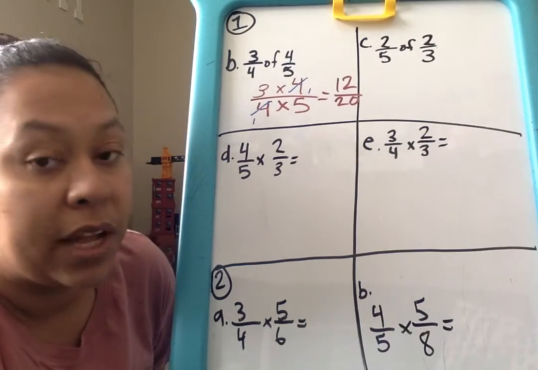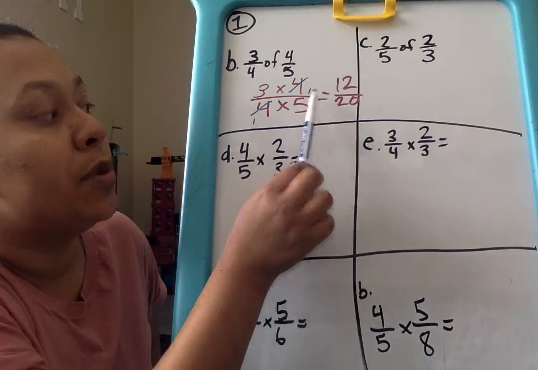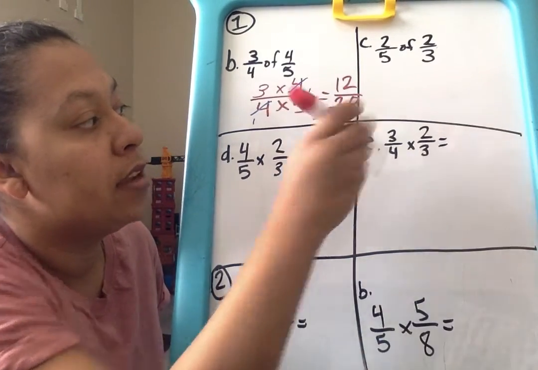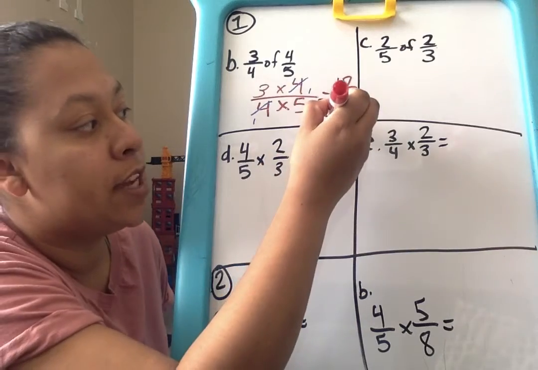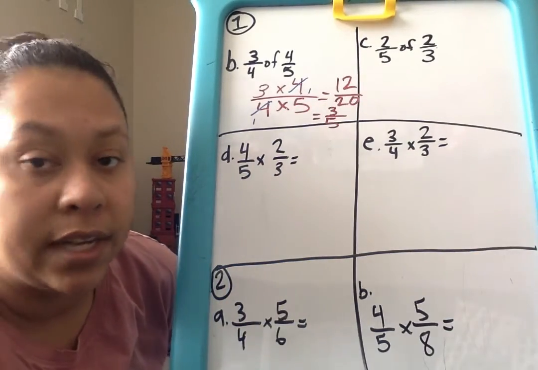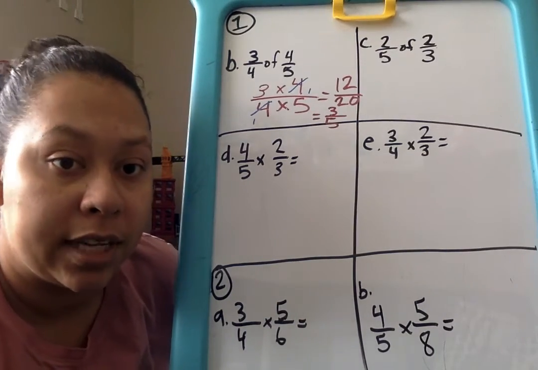So then you can multiply with your simplified factors. So now we have 3 times 1 equals 3. 1 times 5 equals 5. 3/5. So both of those fractions are correct. This would be the simplified fraction as well, okay?